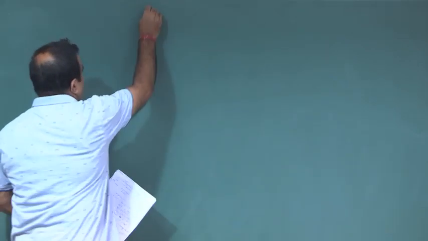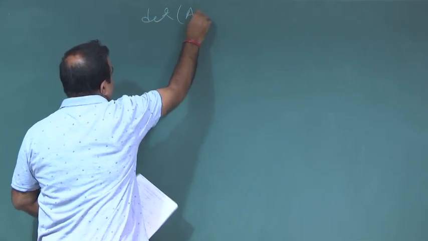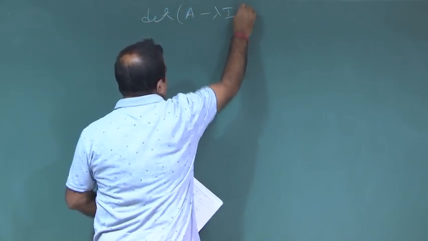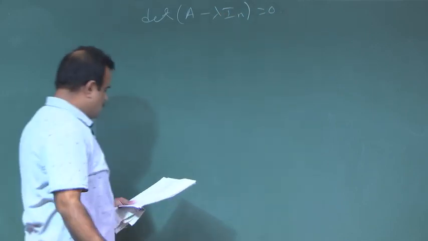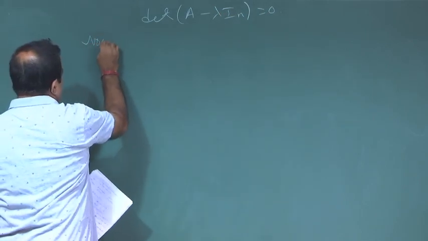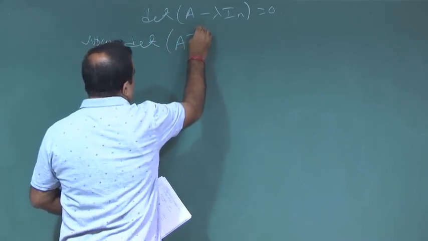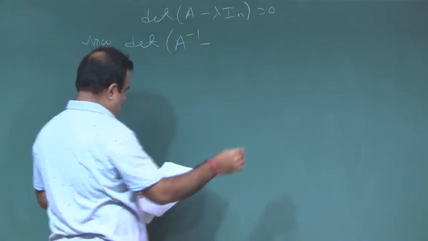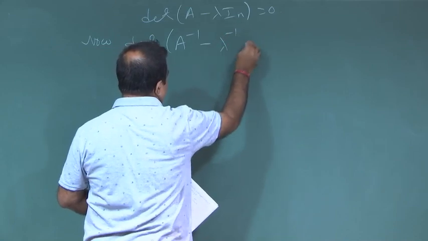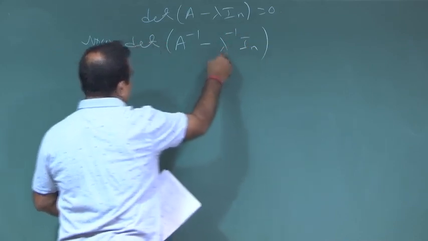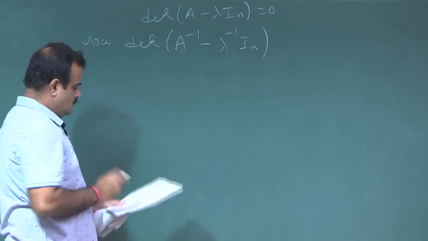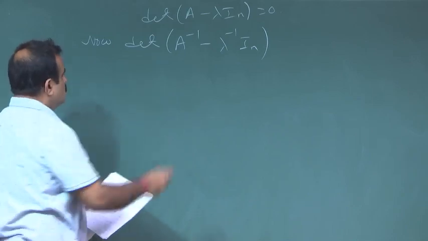So, the proof we are doing. det of A minus lambda I_n is equal to 0. Now, we take the determinant of A inverse minus lambda inverse I_n. If we can show this is 0, then lambda inverse is an eigenvalue of A inverse. So, this we have to show to be 0.